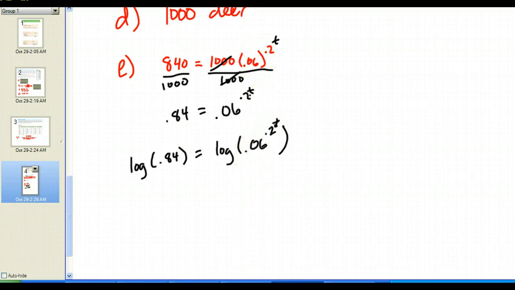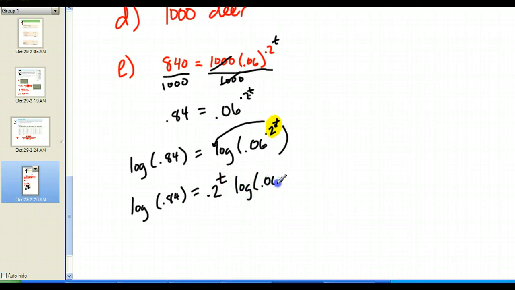Alright, now what is that going to allow me to do? That's going to allow me to take this whole entire power and bring it down out in front here. So I'm going to have log of 0.84 equal to 0.2 to the t times the log of 0.06. Alright, now remember, we're still trying to isolate this t, and it's still in the exponent. So let's divide away the log of 0.06 from both sides.